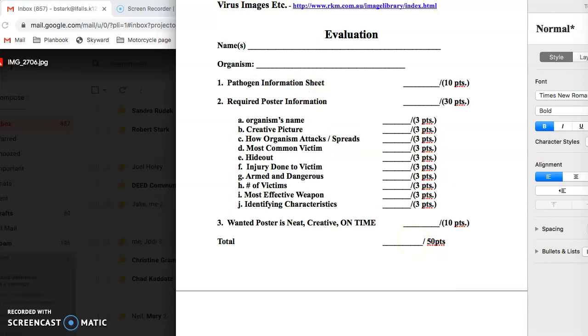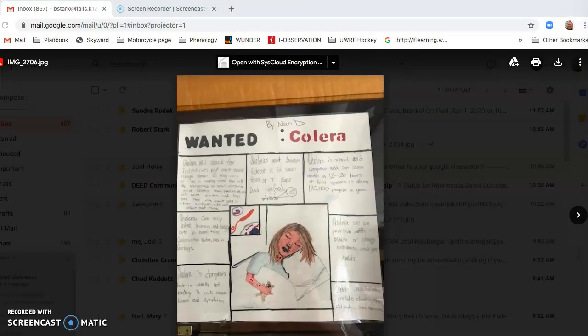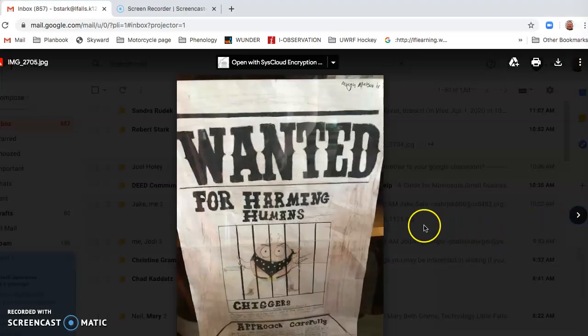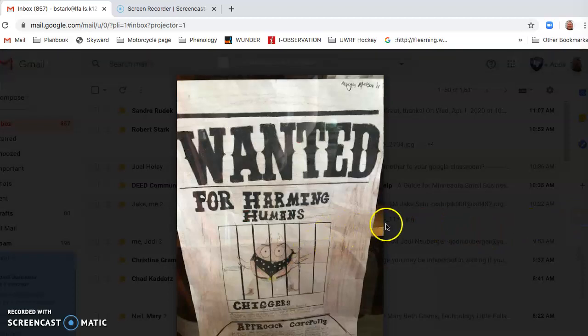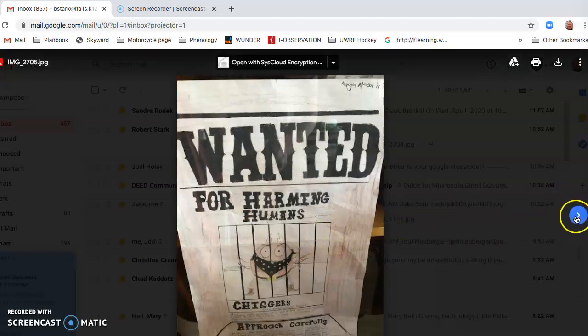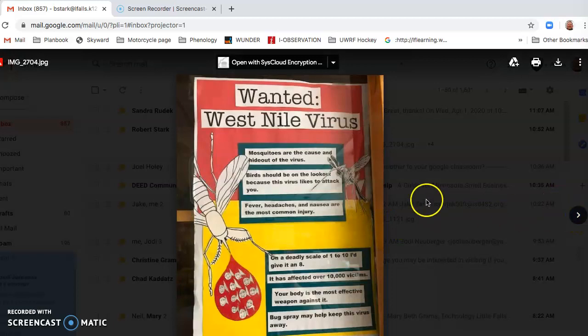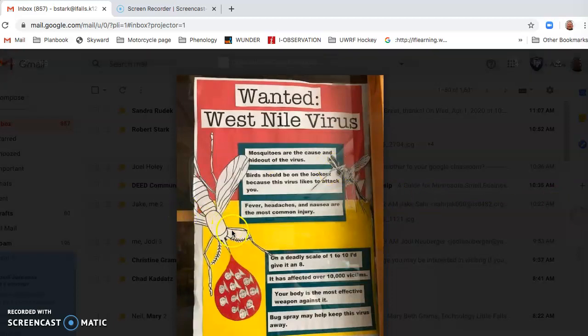So now I'm going to put this away, and I've just taken some pictures from the back cabinet in the back of the room, and I'll show you some examples of what people have done. Here's one on cholera. Here is one on chiggers, which cause intense itching. A West Nile virus poster: transmitted by mosquitoes, attacks birds and horses.